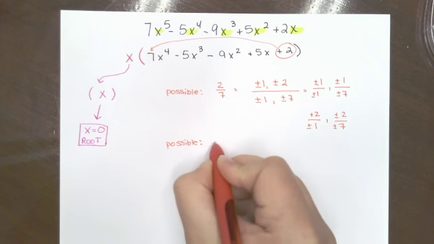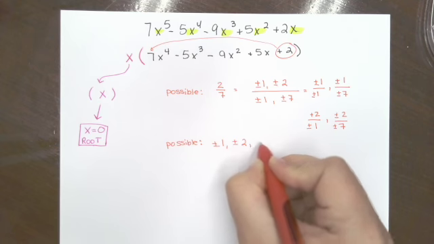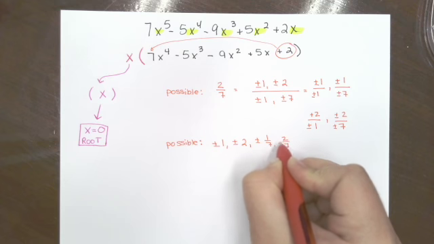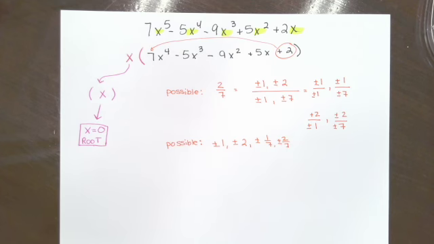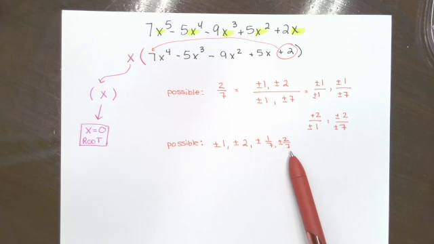So I have 1 divided by 1, which is 1. Then I got 2 divided by 1, which is 2. Then we got 1/7 and 2/7. Now the question I'm reading again, it's asking for finding all rationals. Okay, finding all rationals. These are all of your possible roots. These are not your actual rationals. Like some of these could work, all of these could work, none of these could work.